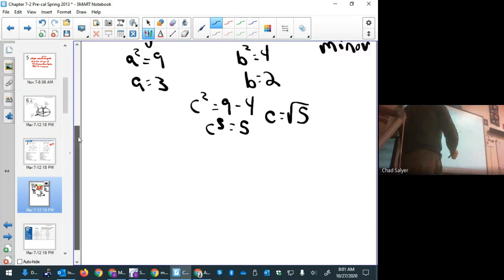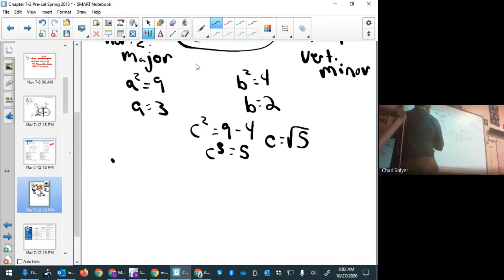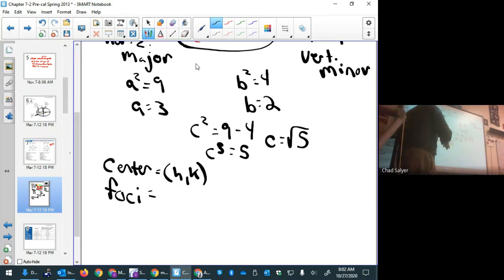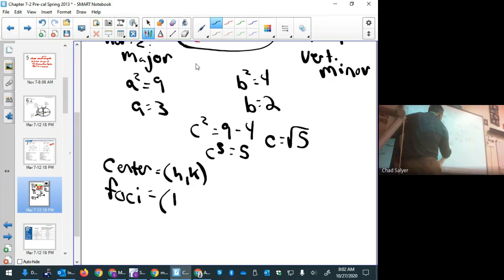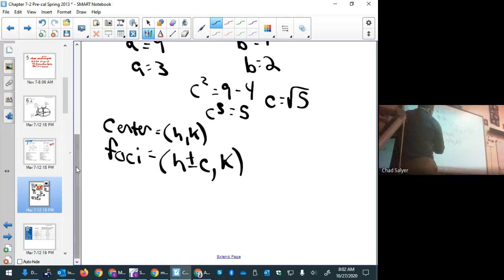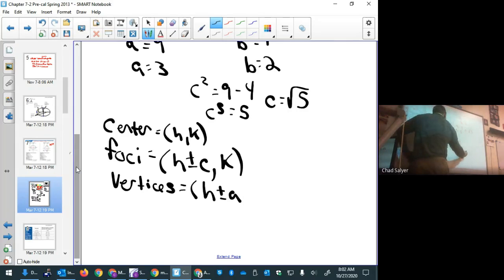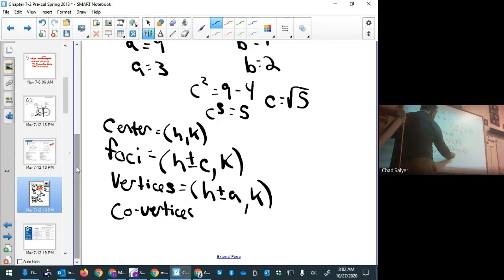So as I told you, the four things you need to know about this ellipse are the center, which is just going to be H, K. And then the foci. We've got a horizontal major, so the X value is what's going to vary here. It's going to be H plus or minus C, our focal length, comma K. And then our vertices, once again, vary along the major axis, but it's H plus or minus A this time. And then finally, the co-vertices, which are going to be H comma K plus or minus B.